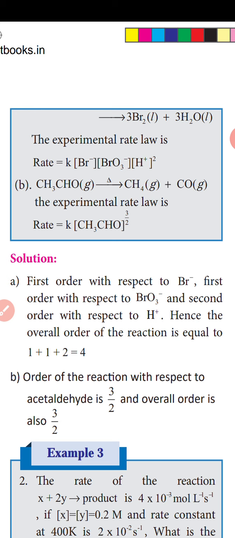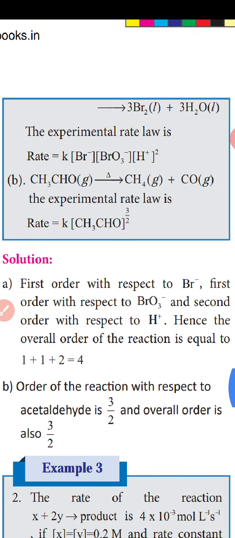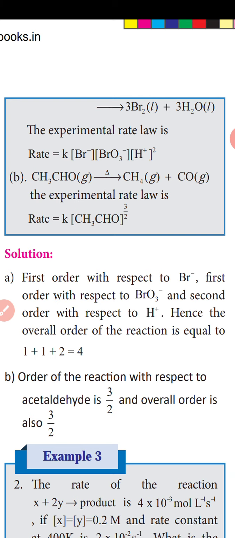The second reaction is CH3CHO, acetaldehyde, giving CH4 and CO. The experimental rate law is rate equal to k [CH3CHO] to the power 3 by 2.